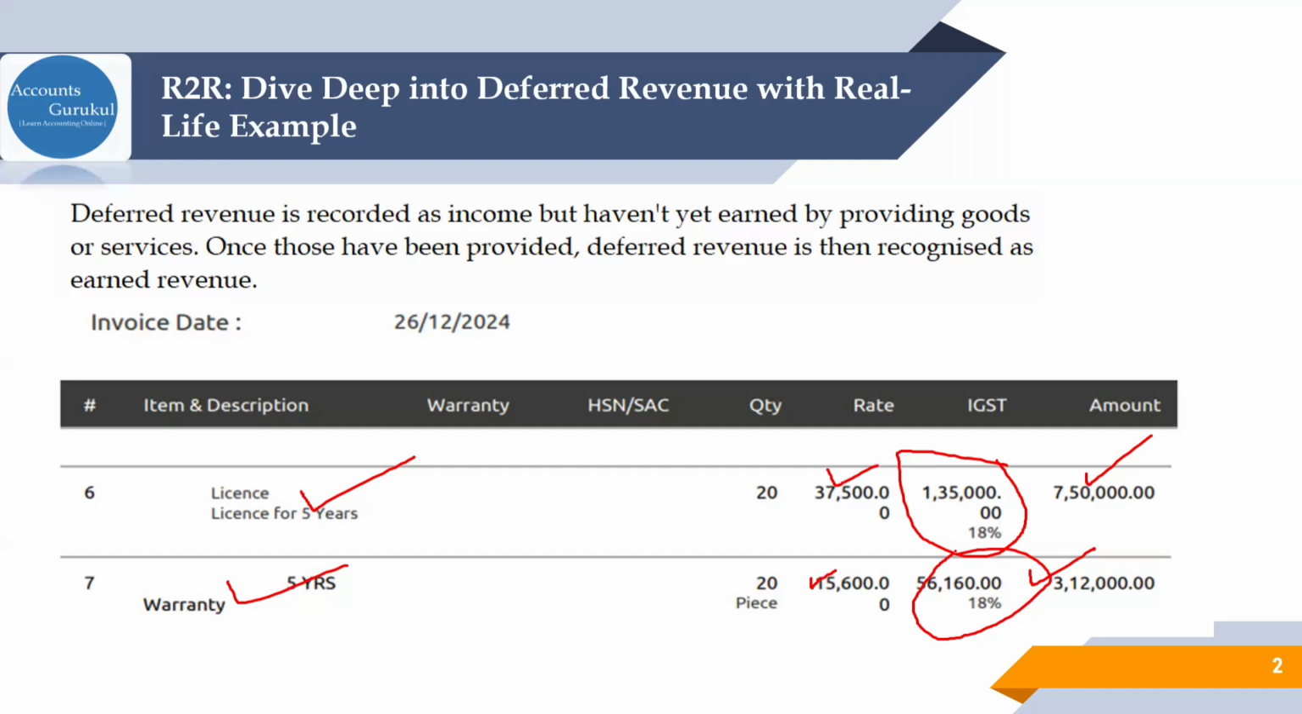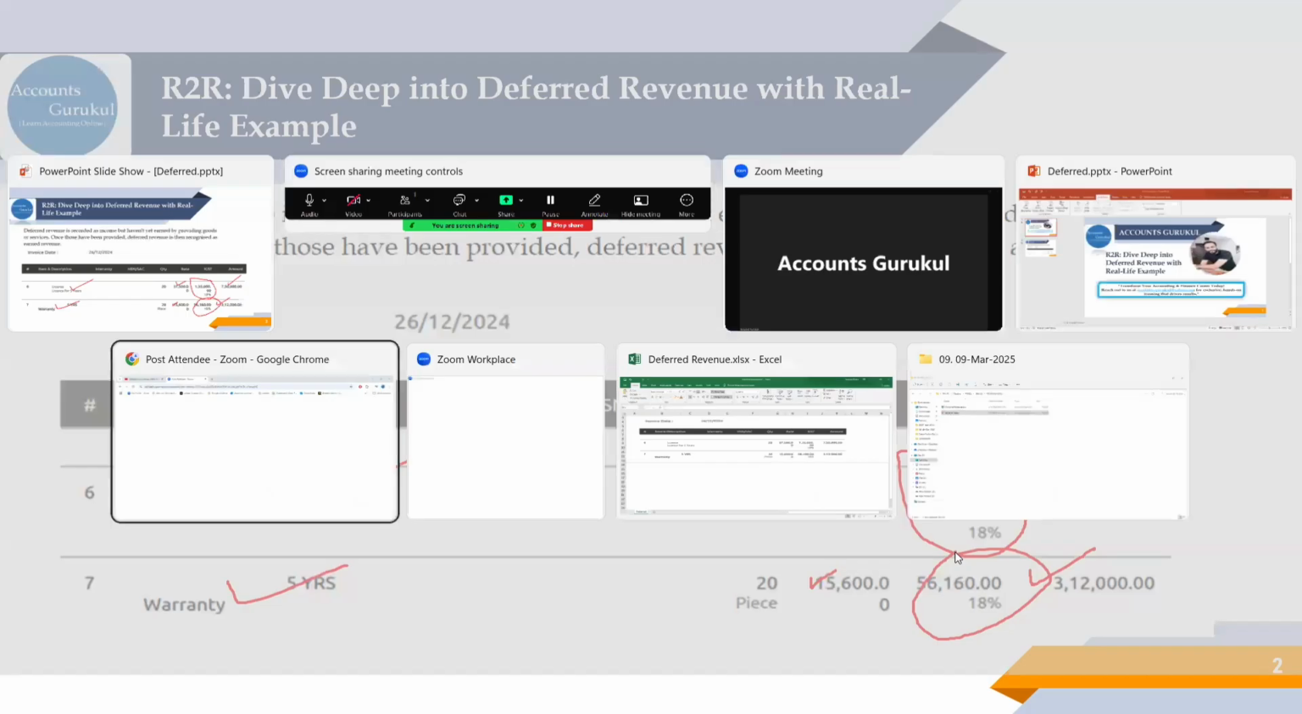Now, when we raise this invoice in ERP, what entries are triggered in the system, and when you have to do the reclassification or month end entry from revenue to deferred revenue, how are you going to do that? That's all we have to discuss in practical. So we'll jump to Excel to know more about this.